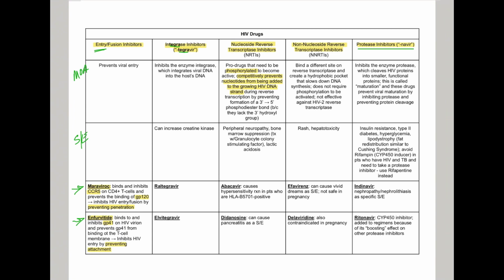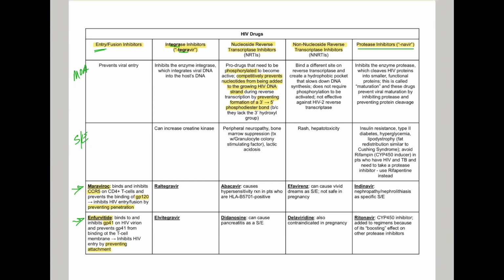They competitively prevent nucleosides from being added to the growing HIV DNA strand. I wrote nucleotide here, but I meant nucleoside. There is one nucleotide reverse transcriptase inhibitor we'll talk about in a minute, but it's preventing nucleoside addition to the DNA chain. It does this by preventing formation of a 3',5' phosphodiester bond, because these drugs lack the 3' hydroxyl group, so there's nothing to add on to them afterwards. So they basically terminate the chain.